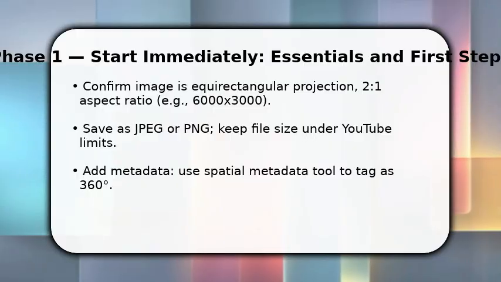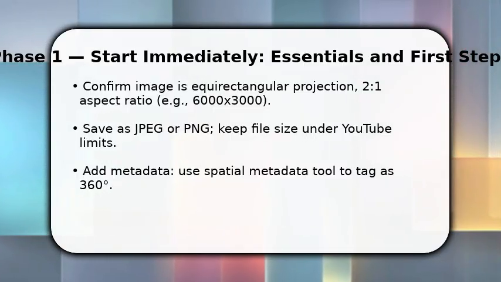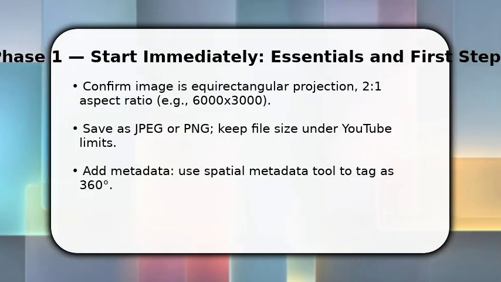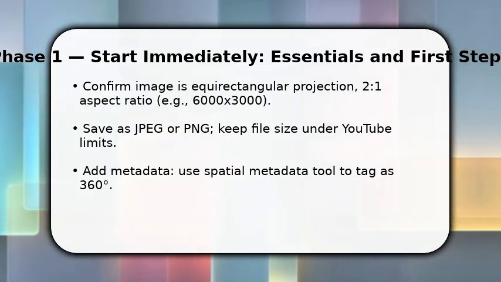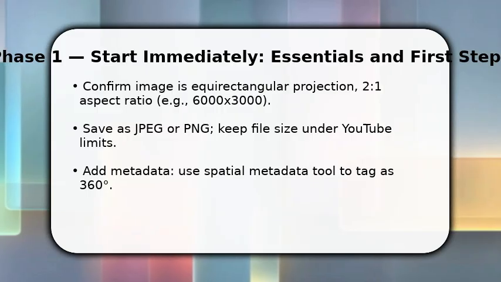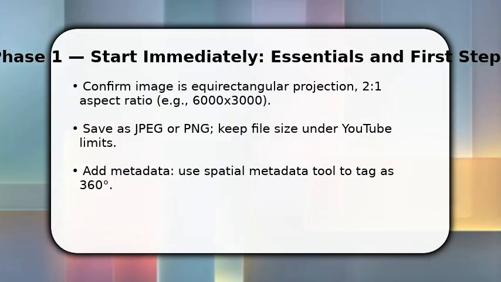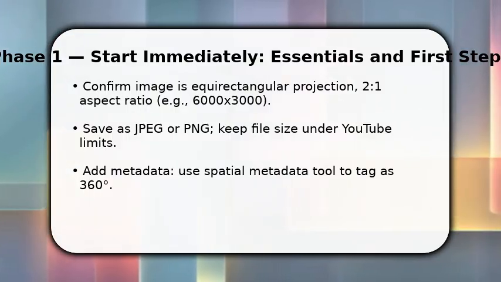You need a correctly formatted 360 image before you upload. Start by confirming it is equirectangular and 2:1 aspect ratio, for example 6000 x 3000. Once done, export as JPEG or PNG and keep the file size reasonable so YouTube accepts it.